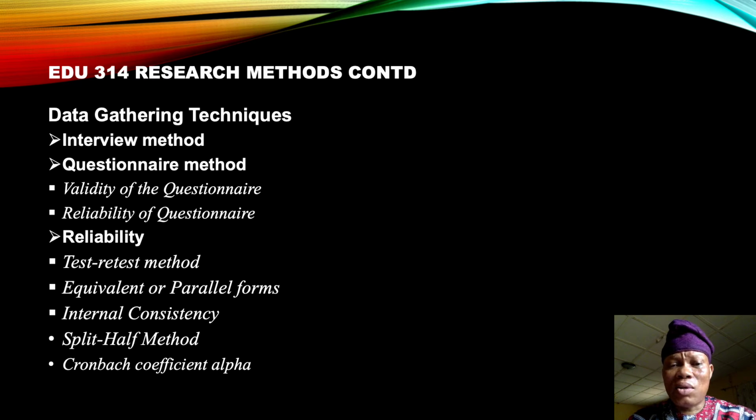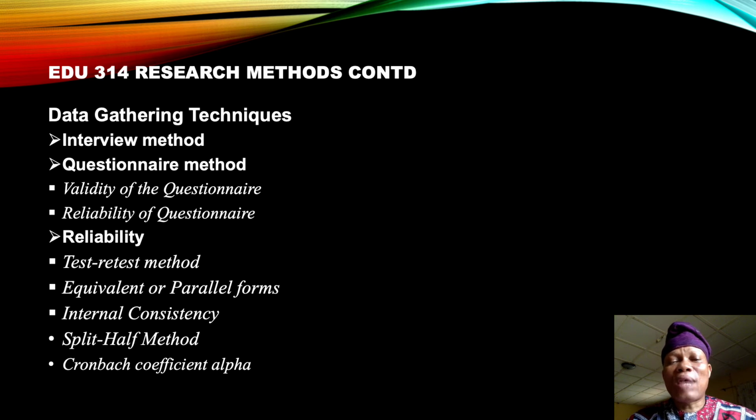But if your question goes like this: "I always develop cold feet when it is time for economics class." That is negatively worded. When it is negatively worded like that, your strongly agree now will be 1, agree will be 2, undecided will be 3, disagree will be 4, while strongly disagree will be 5.